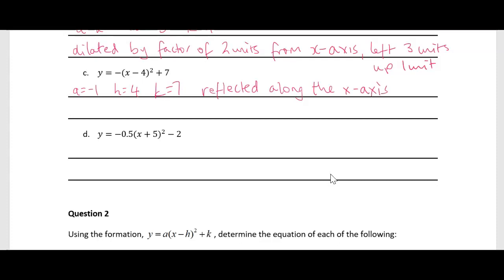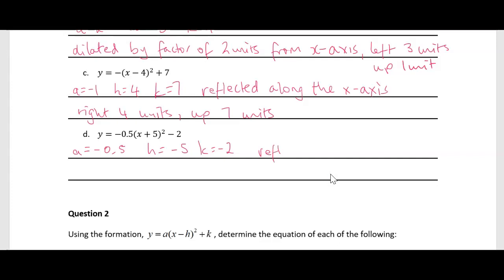All right, so just kind of picture me doing my parabola and then I'm bending over. All right, that's what it means. It's been reflected. We've gone to the right 4 units, and we've gone up 7 units. All right, one more. A is equal to -0.5. H is equal to -5 and K is equal to -2. So the A being both a negative and a number other than 1 means it's been dilated and reflected.